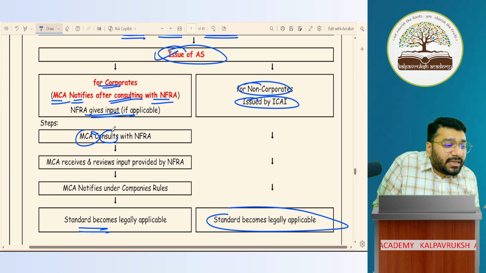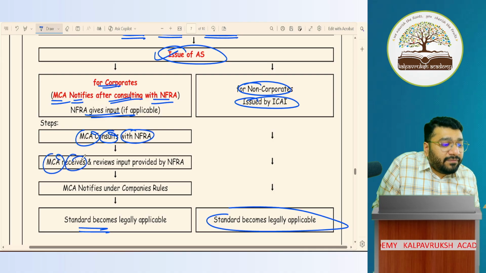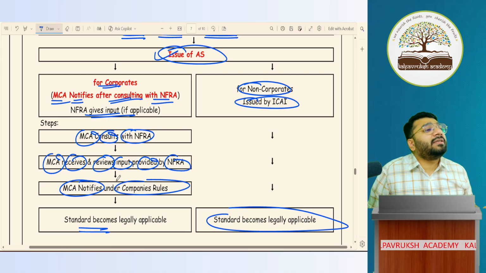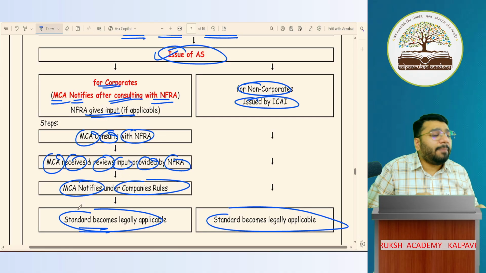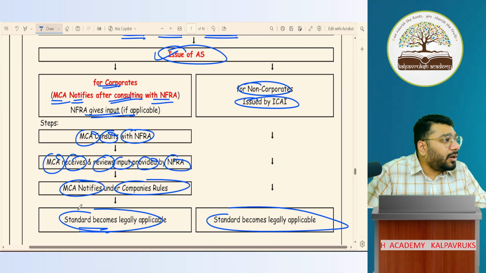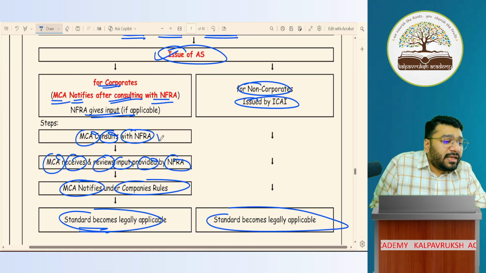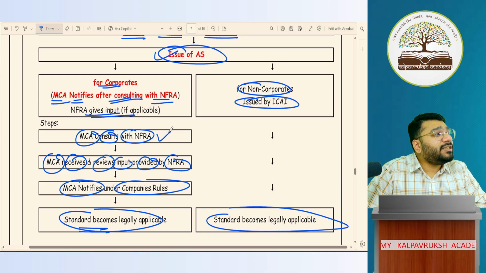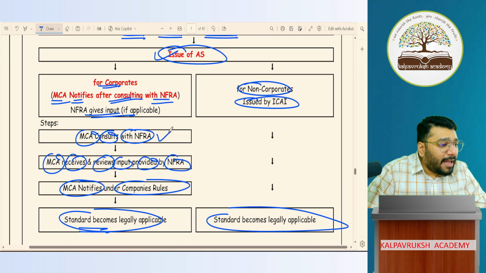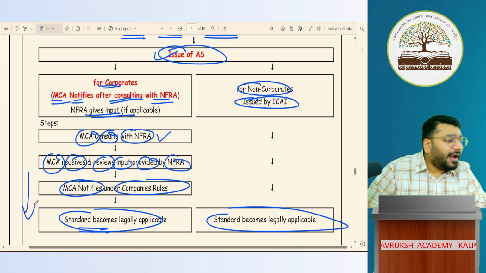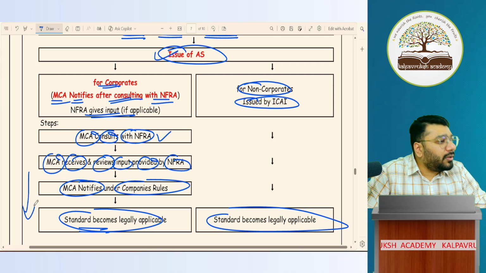So MCA will consult with NFRA. MCA will receive review inputs provided by NFRA. Then they will notify under the Companies Rules. And finally, the standard becomes applicable on the corporates. Got it, not got it. So you might have a doubt here. Sir, if NFRA is giving any suggestion, will the changes happen? Yes. The changes will happen, and then the final AS is released. Got it, not got it.